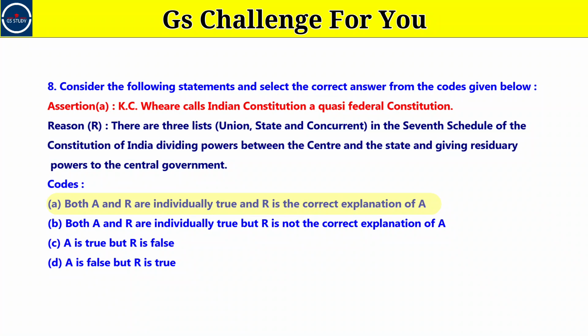Because a federal system has a written constitution, the presence of the constitutional division of power amongst different federal units and an independent judiciary. Quasi-federalism implies a system having a federal government with a unitary spirit. India and Canada have quasi-federalism.